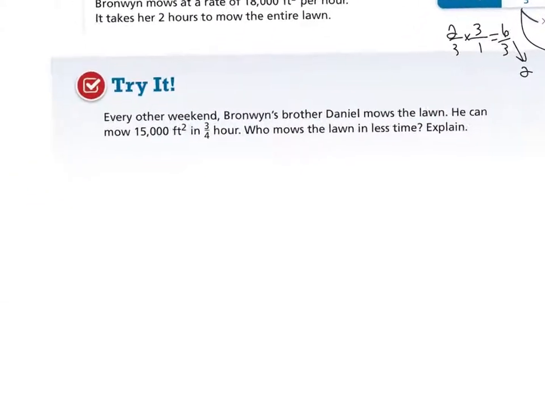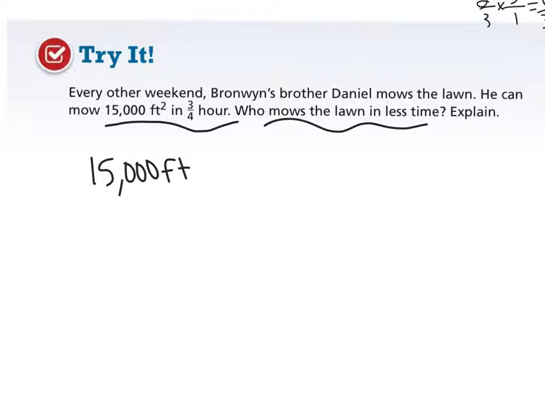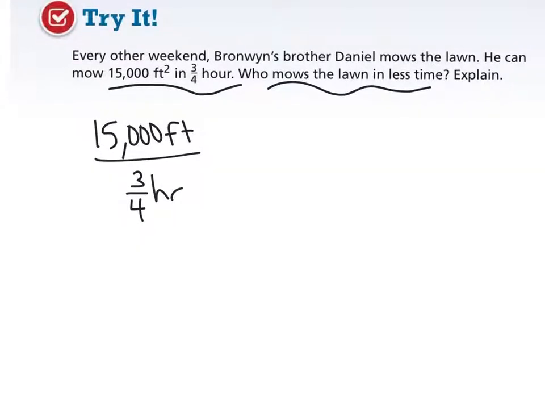So the try it: every other weekend, Bronwyn's brother Daniel mows the lawn. He can mow 15,000 square feet in 3/4 of an hour. Who mows the lawn in less time, and explain. So here's his information. If we just divide these out, that'll give us the unit rate for Daniel's rate of mowing the lawn.